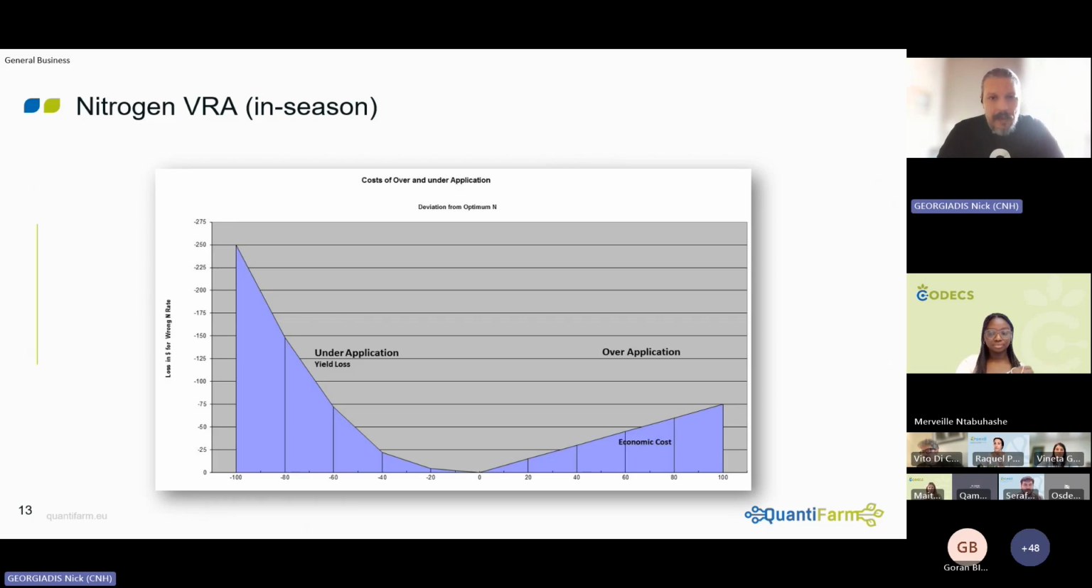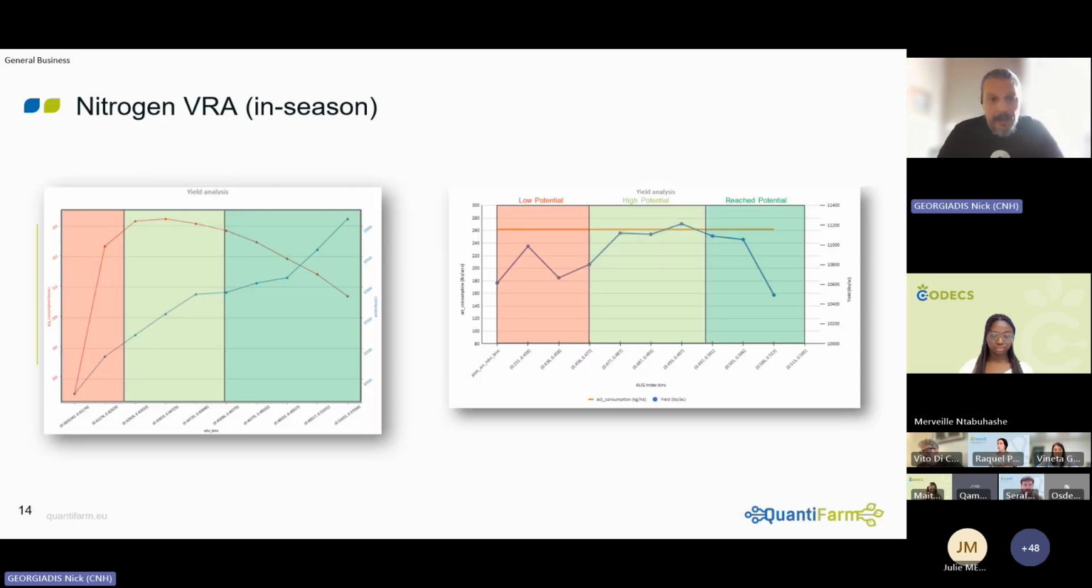And the main thing for that is to apply the proper rate, so not to over apply and have an economic cost or an increased environmental impact, neither under apply and have some yield loss for the farmer. This is a really nice case.